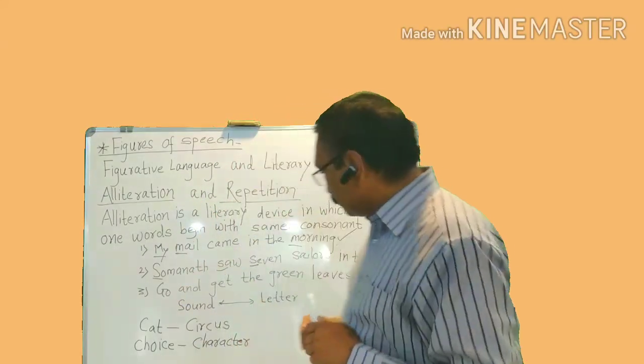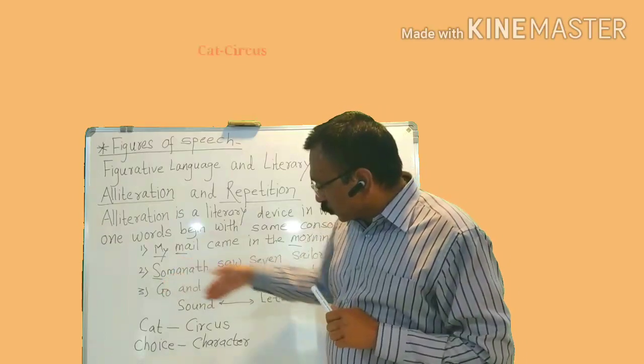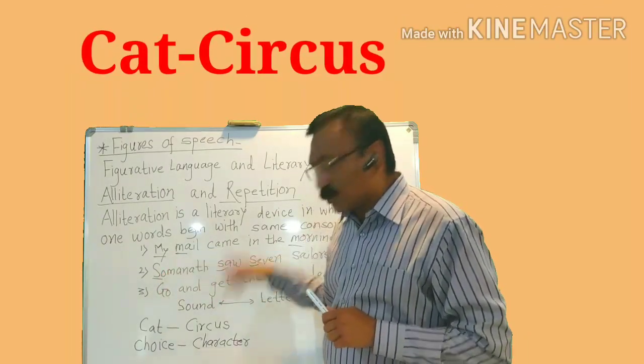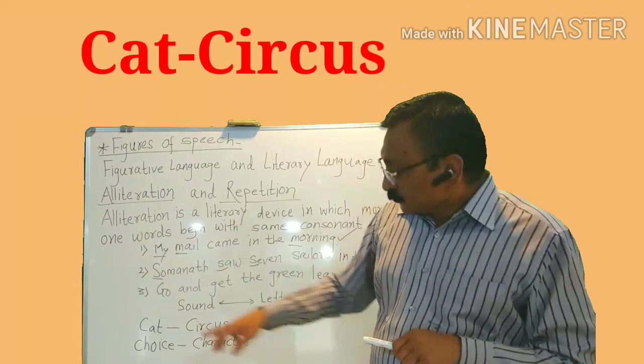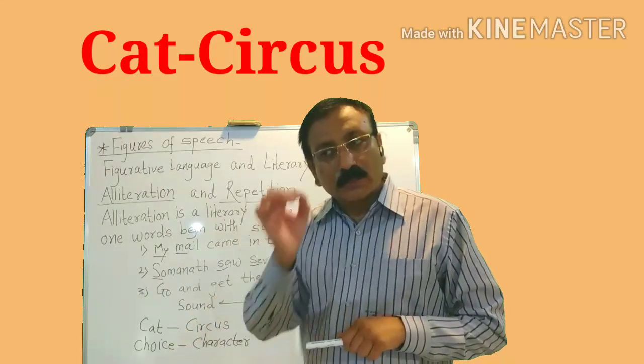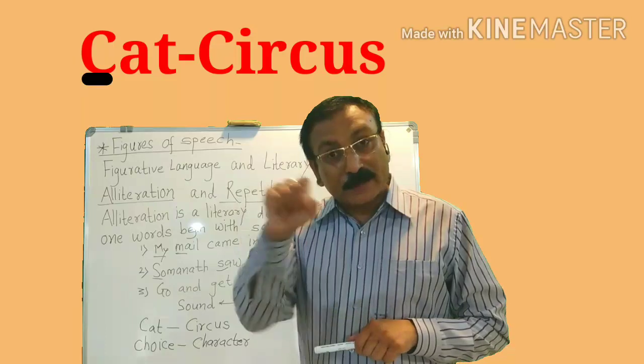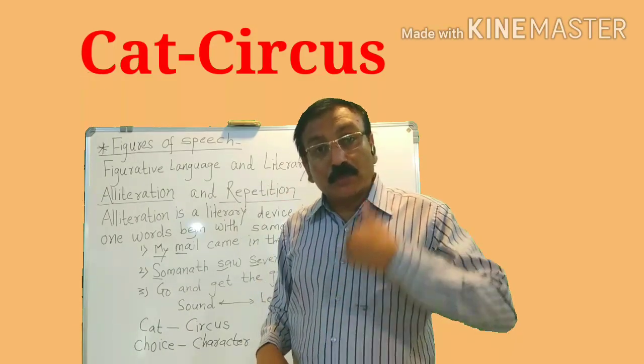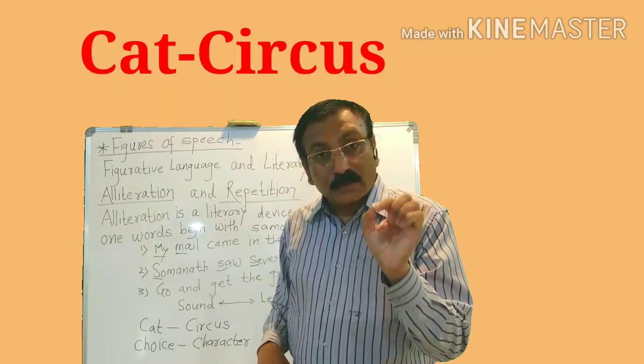For example, if you look at these two words, cat and circus, the first word, cat, begins with the letter C, but actually the sound produced by that letter is K.